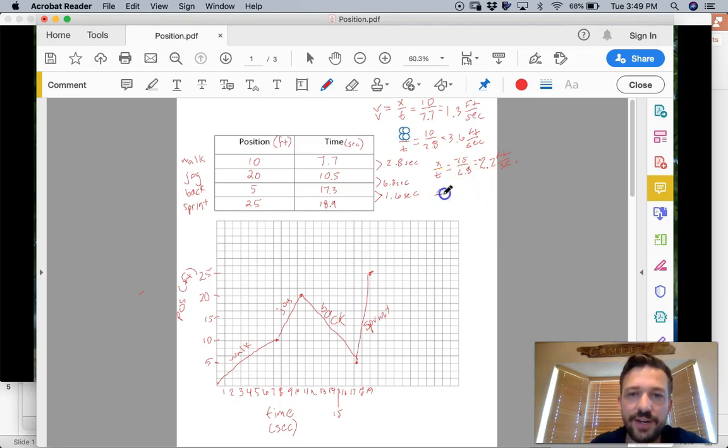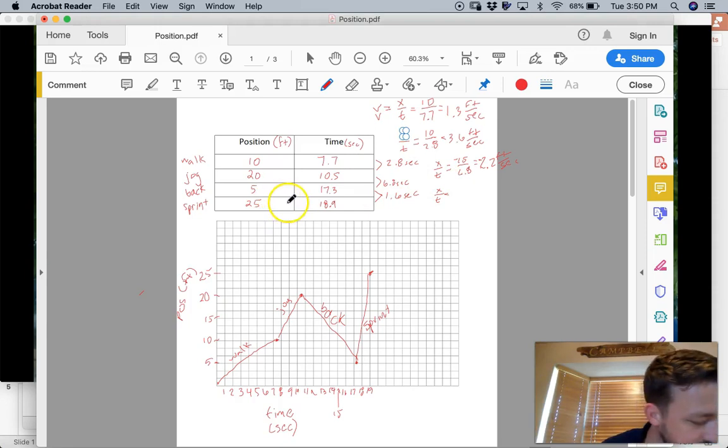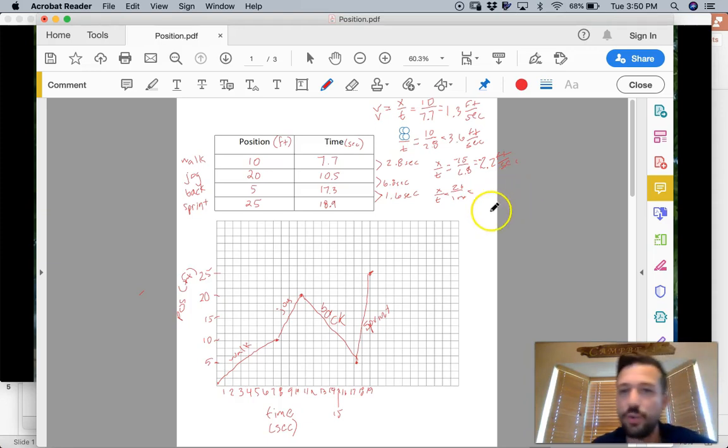And then the last one here, distance over time for that sprint, which we can check against Usain Bolt. It went 20 feet divided by the time it took, 1.6. And so 20 divided by 1.6 is 12.5 feet per second. Okay, so there's all my numbers.